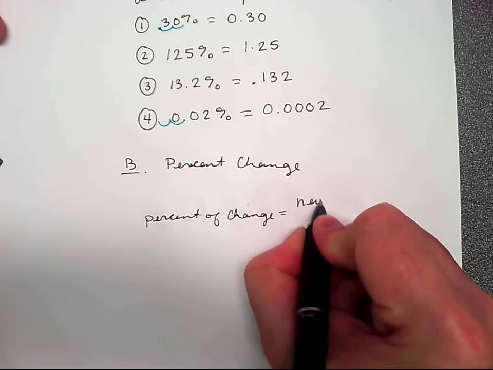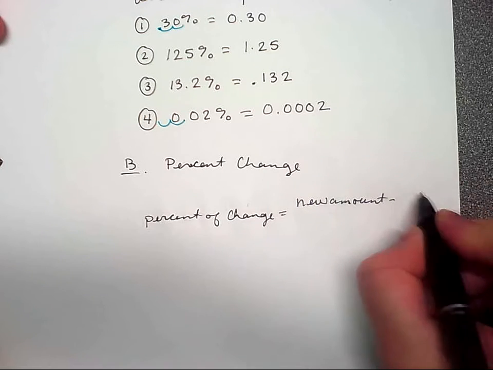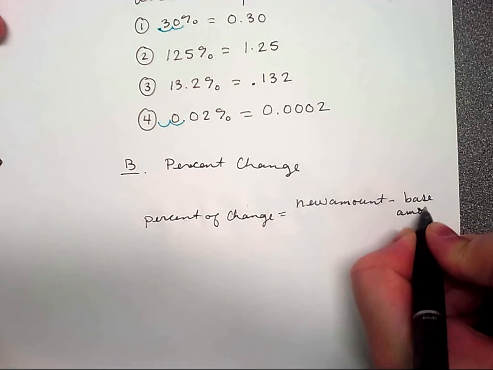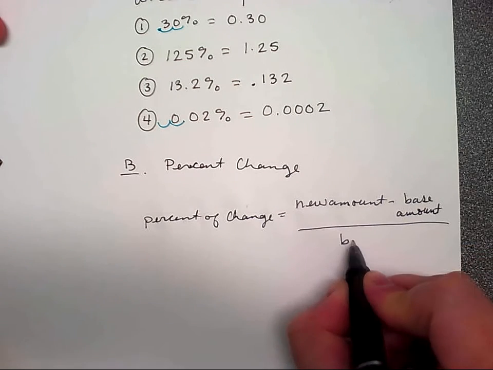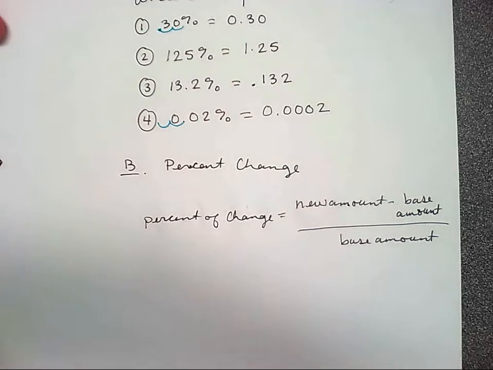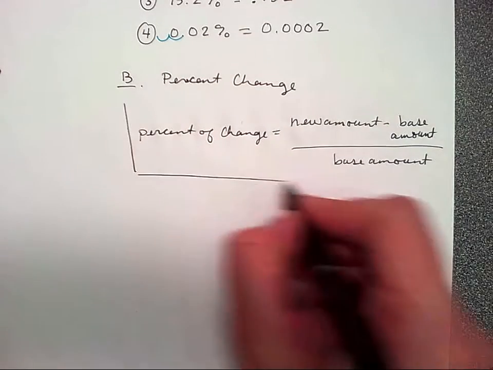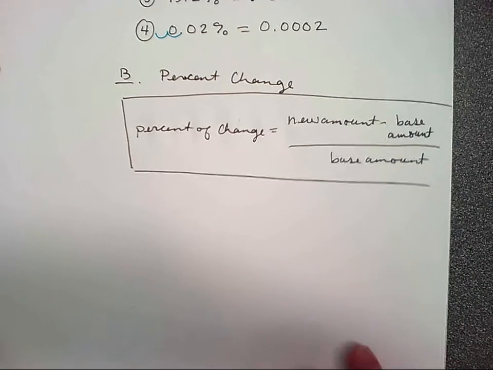So that equals the new amount minus your base amount, all divided by your base amount. Sorry, I tried. So this is the formula for percent change.